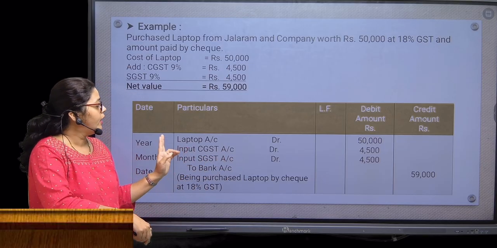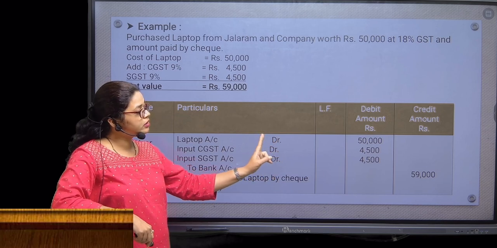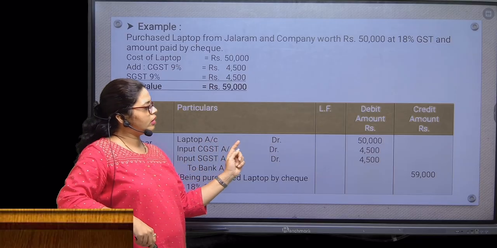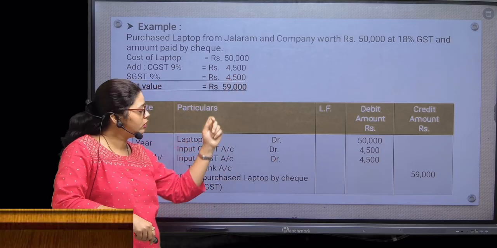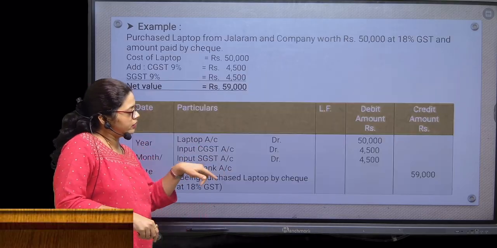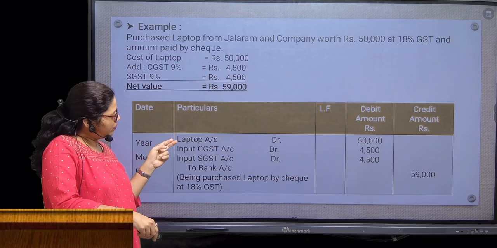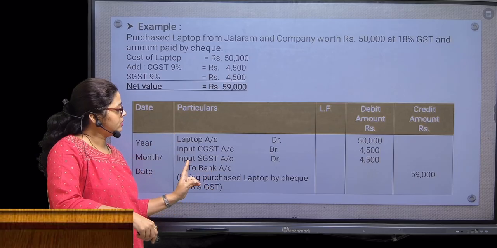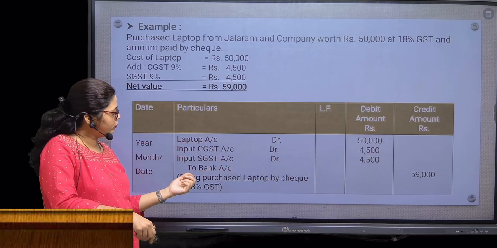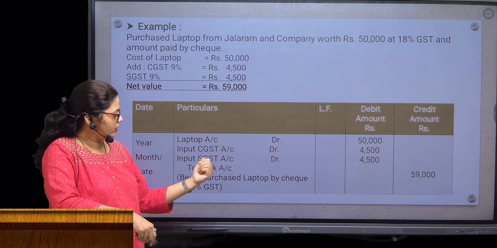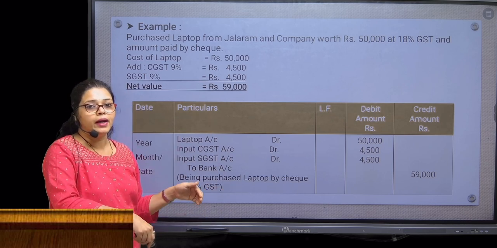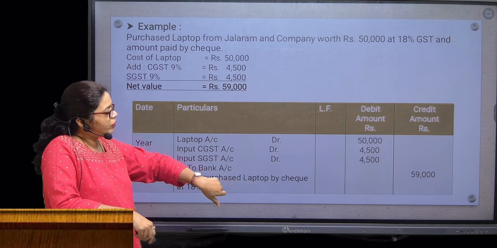So your entry will be laptop account debit, and the original cost of laptop will be shown, that is 50,000, whereas input CGST account debit 4,500, which we have calculated over here. Then input SGST account debit 4,500, which is calculated over here. Then a combined entry of laptop, that is, we are going to show the credit entry against bank, to bank account 59,000. So our narration would be being purchased laptop by check at 18% GST. So this is how we are going to record the combined or compound entry. So that's all from my side. Thank you.